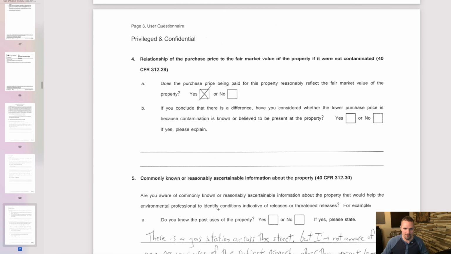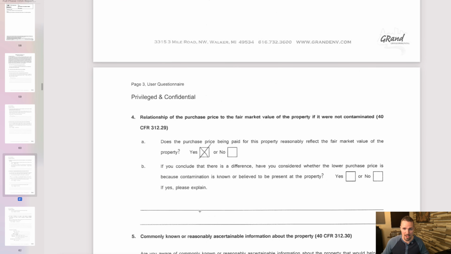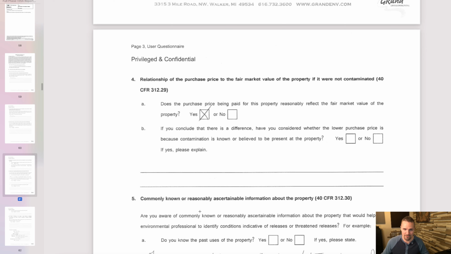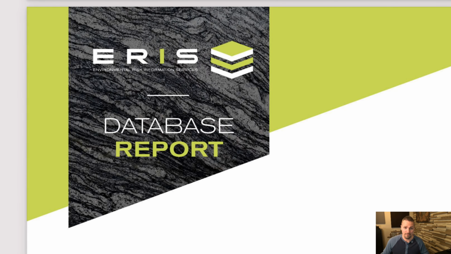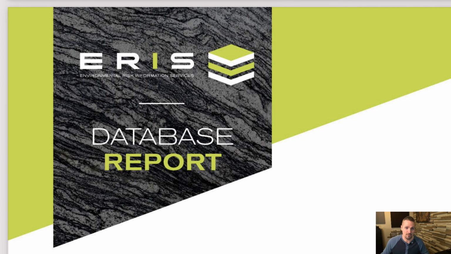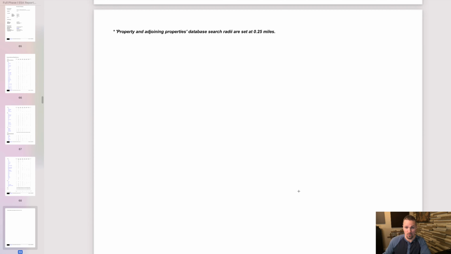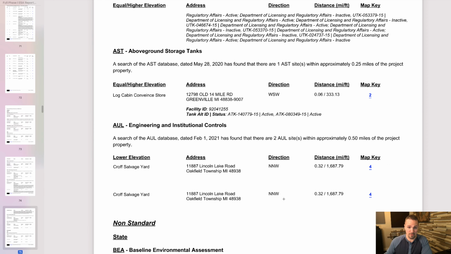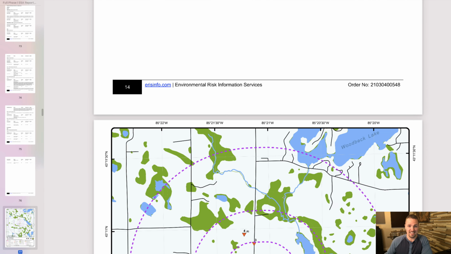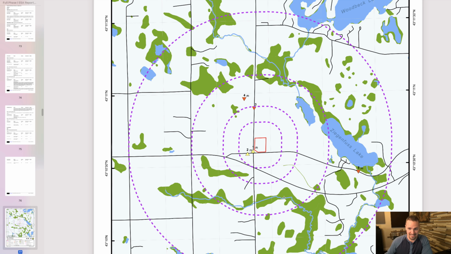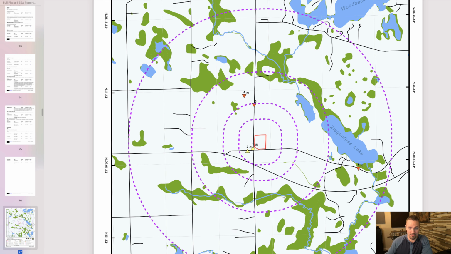What else do we have here? So this is the questionnaire that both I and the seller's agent filled out. Got that information here. And then we've got this ERIS database report. ERIS stands for Environmental Risk Information Services, and they can provide a lot of this stuff. And it explains a whole lot of information. I don't know why anybody would read through this stuff for fun, but it is at least somewhat relevant to the site and how they came up with their conclusions here.